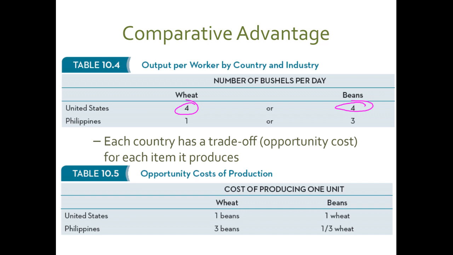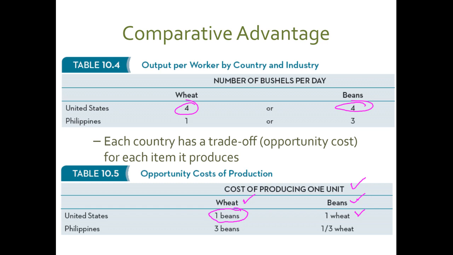This is what is written here. So the cost, although we just write cost, I mean opportunity cost. So the cost of producing 1 unit of wheat is 1 beans in the United States. Similarly, the opportunity cost of producing 1 unit of beans in the United States is 1 wheat. So opportunity cost is 1 to 1, luckily. Now let's come to the Philippines and calculate opportunity cost.